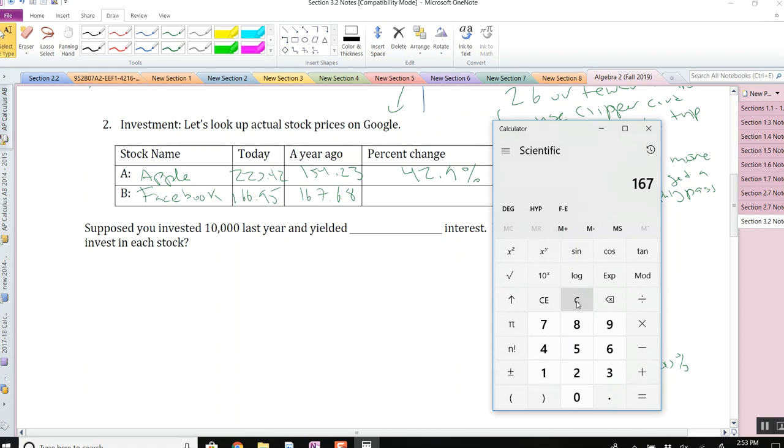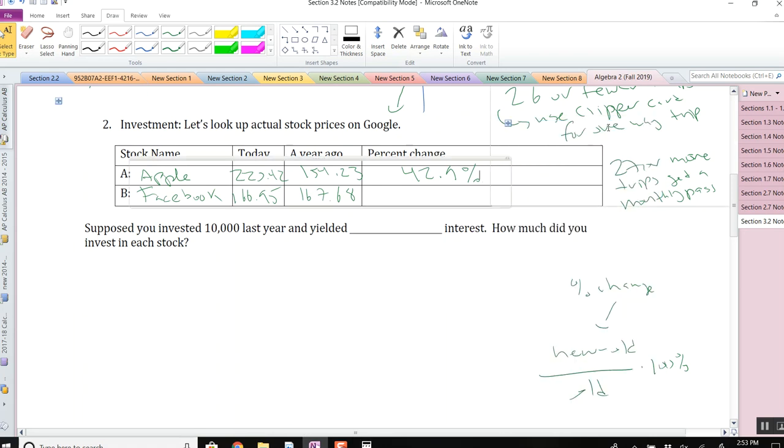But Facebook, actually, new minus old, 166.95 minus 167.68, and divide that by the old value, 167.68. So it's down, it's negative, not by much, negative 0.004, so we'll say it's negative 0.44%. Because remember, you always multiply by 100 to convert to a percentage. So stable, but still interesting.